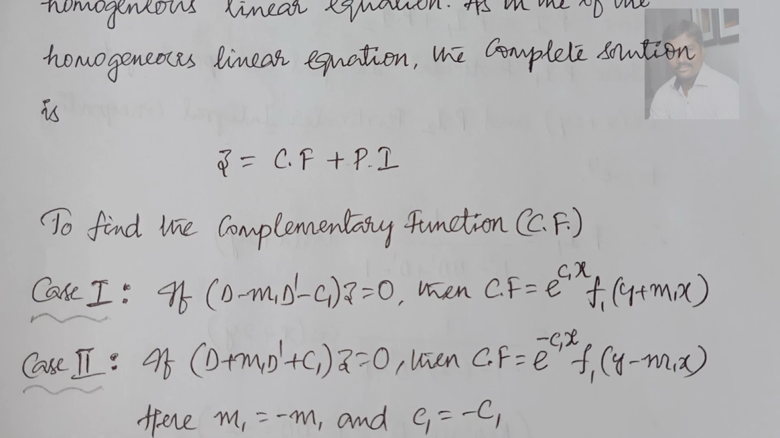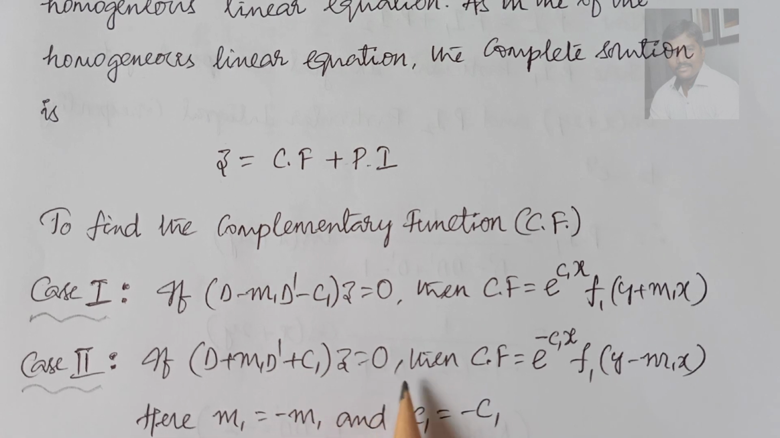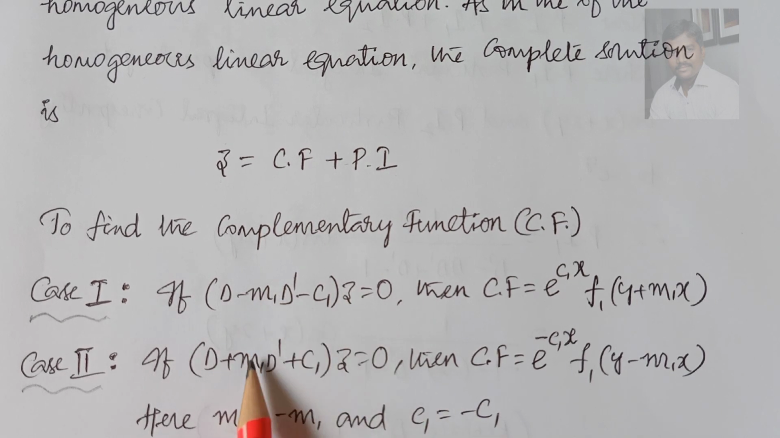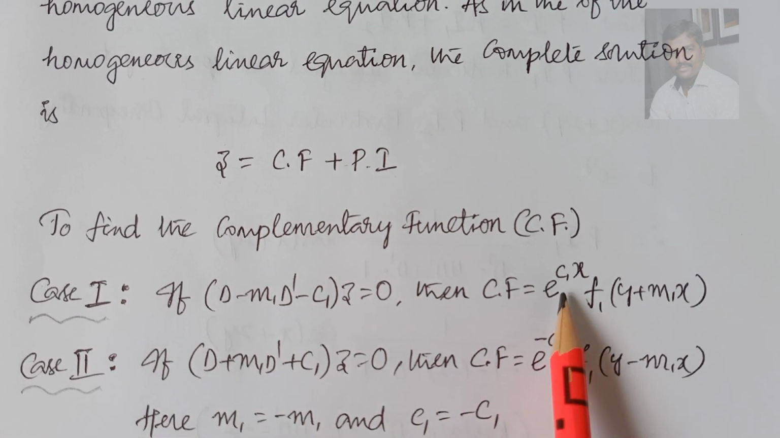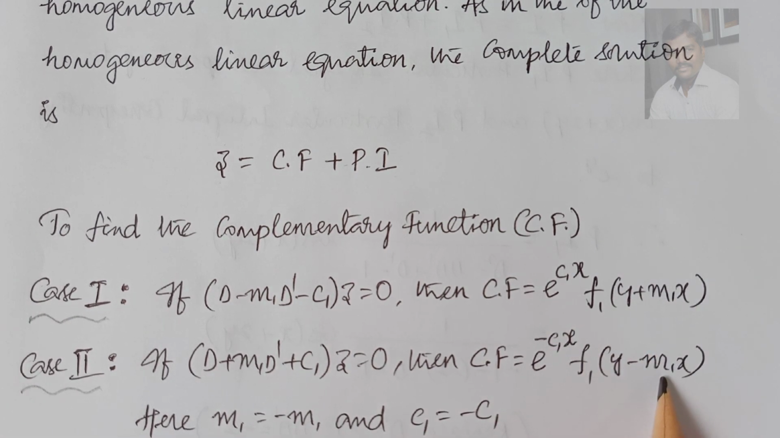Next, the second case. If it is (D + m1D' + c1)z = 0, then this can be written in this form: minus of minus m1, minus of minus c1. In place of c1 we have to put −c1, and in place of m1 we have to put −m1.